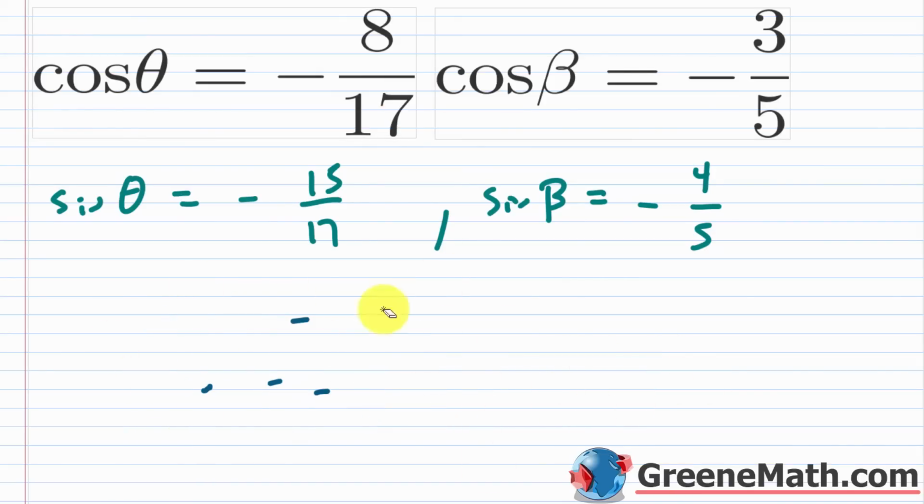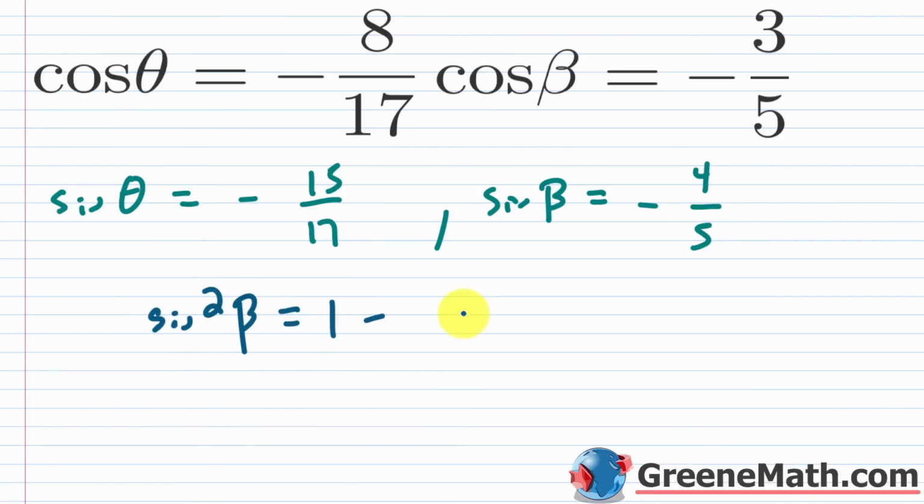Then for the other one, again, if I have sine squared beta, this equals 1 minus cosine squared beta. So this would be me plugging in negative 3/5 and squaring it. So this would be 9 over 25. I think we've done this a million times at this point. So this is going to be 25 over 25. And so this would end up being 16 over 25.